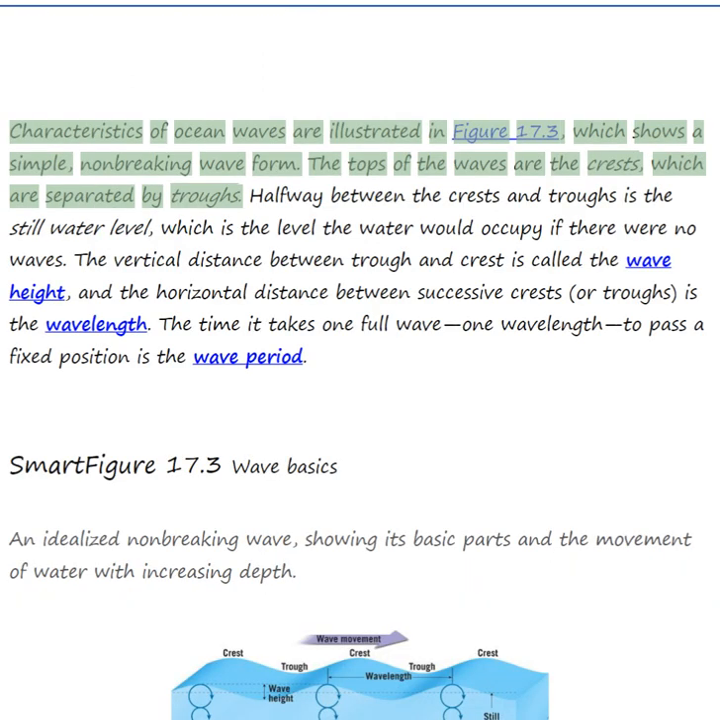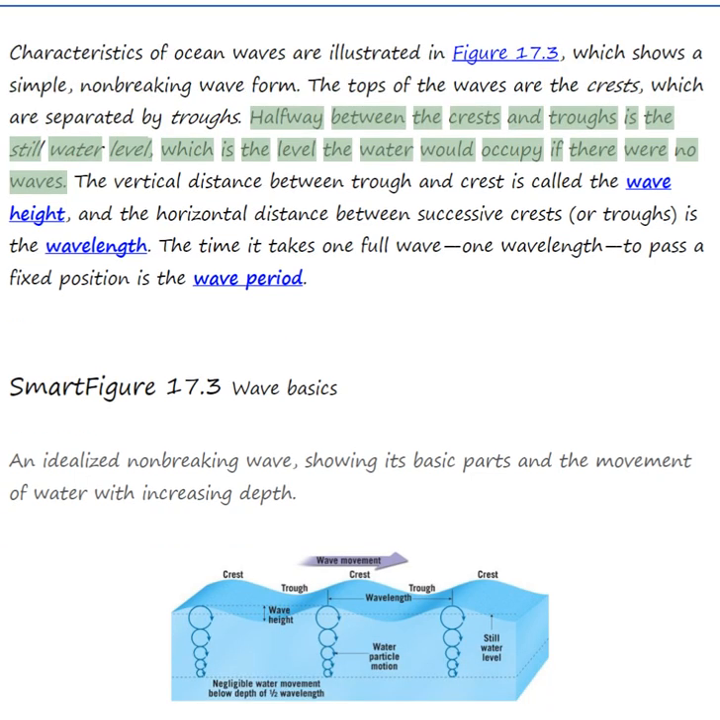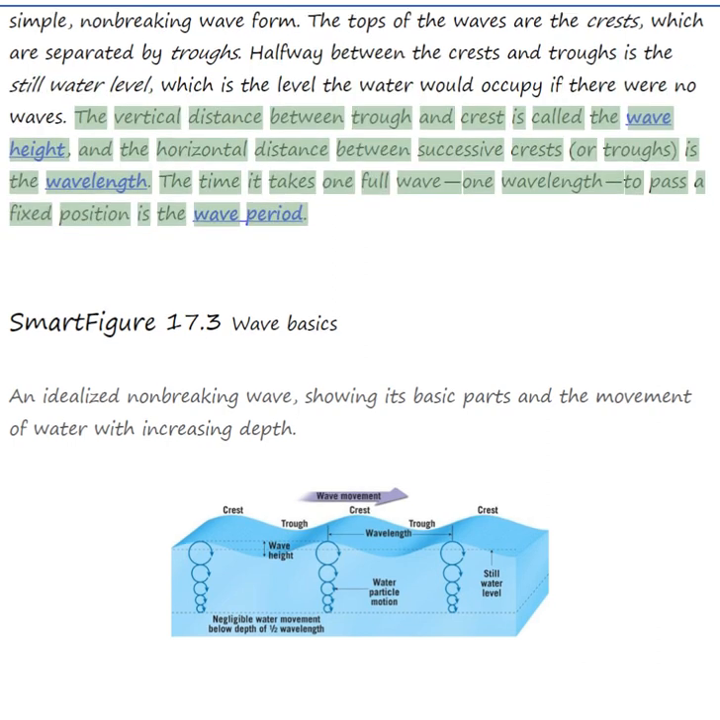Characteristics of ocean waves are illustrated in Figure 17.3, which shows a simple, non-breaking wave form. The tops of the waves are the crests, which are separated by troughs. Halfway between the crests and troughs is the still water level, which is the level the water would occupy if there were no waves. The vertical distance between trough and crest is called the wave height, and the horizontal distance between successive crests is the wavelength. The time it takes one full wave, one wavelength, to pass a fixed position is the wave period.